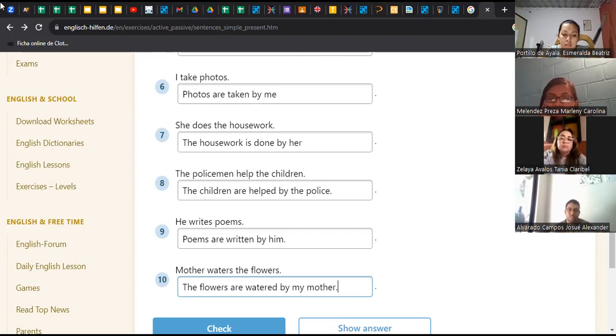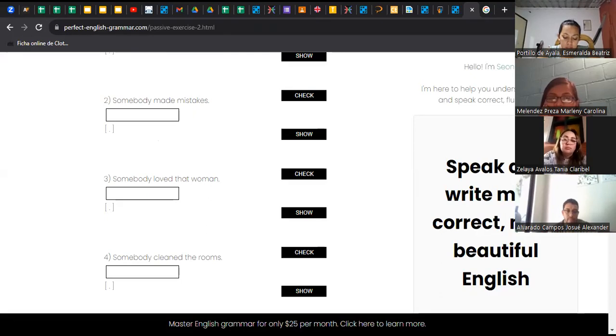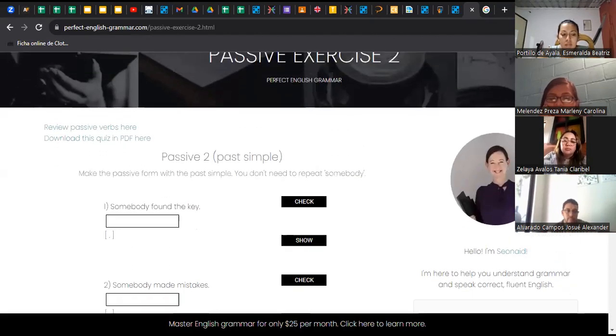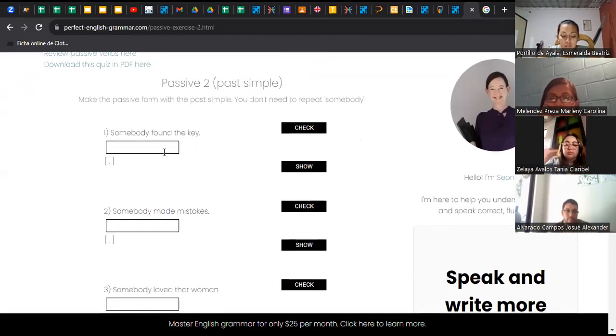All right. The link is there and we're going to do this exercise. This one is like this. For example, if you have "somebody found the key", which is the passive voice sentence, it's in past. This exercise is past passive. The key was found. All right, very good.